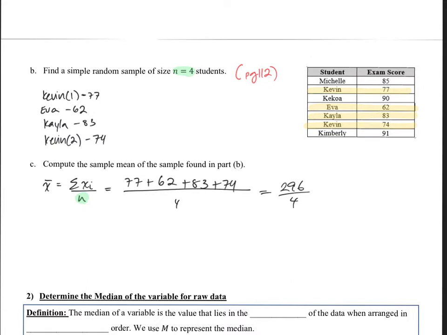74. Is that exact? 296 divided by 4 is indeed 74. No rounding there. Awesome. So our mean is 74. Now here's the question. Is this a parameter or a statistic?